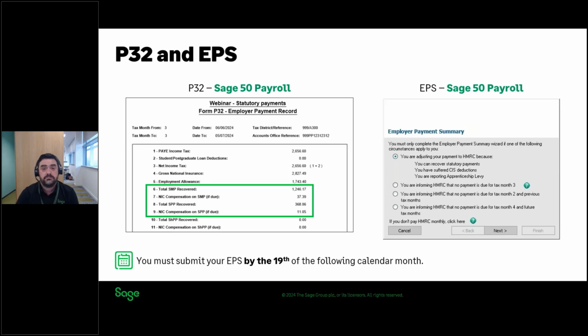So this shows you tax, national insurance, and student loans that you're paying over, but it also calculates amounts that you're recovering. So in this example here, we've got some maternity and paternity pay being recovered, and that NIC compensation, if due, is for small employers, the ones that have small employers relief. So that's the 3% extra, so 103% altogether is what they reclaim. That then reduces the amount that needs to be paid over at the end of the month, but it does need to be reported to HMRC as part of an EPS submission.